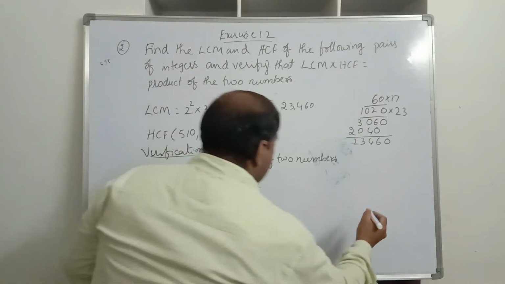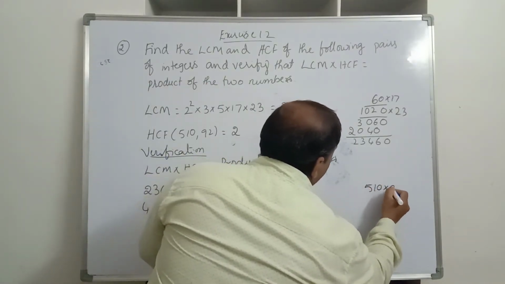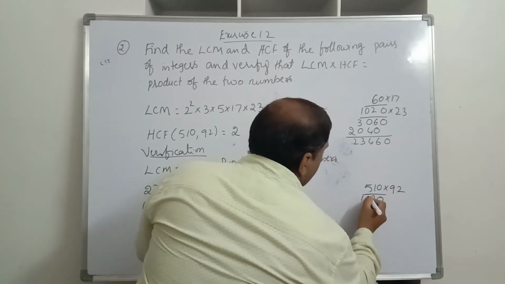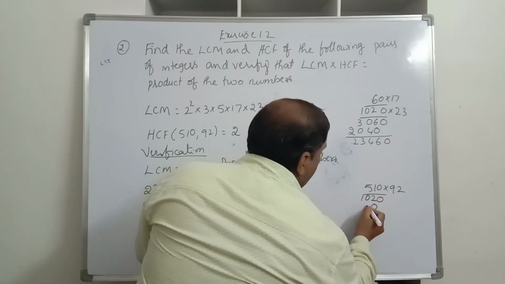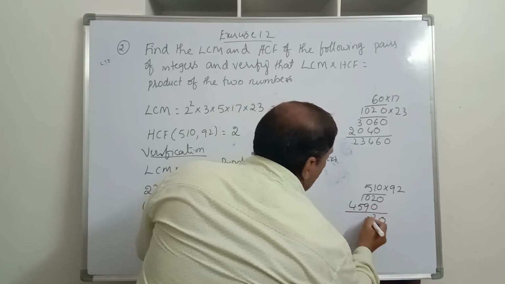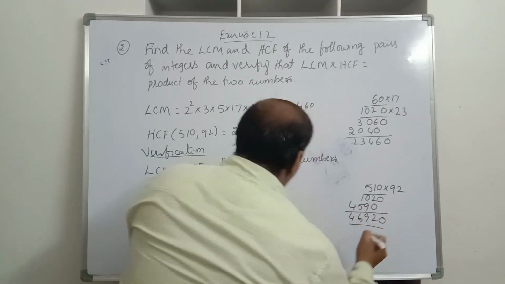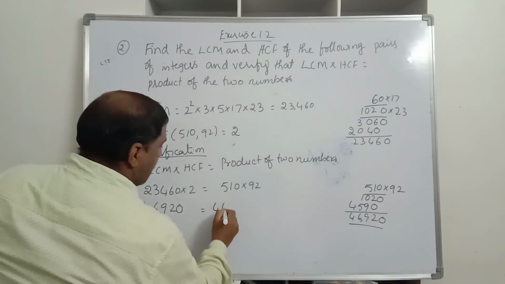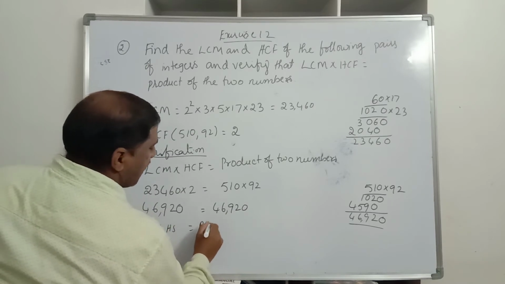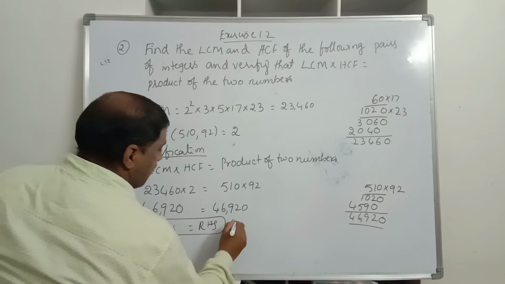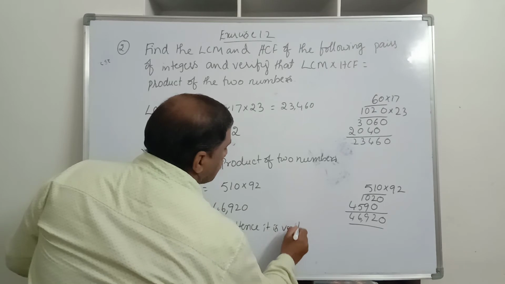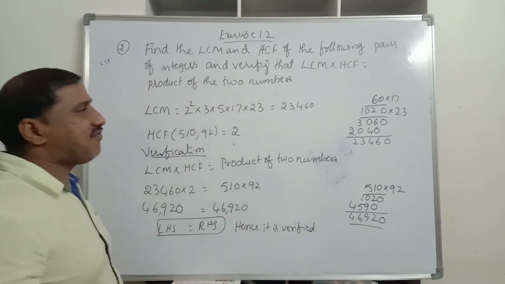Now multiply 510 with 92. 2 zeros are 0, 2 1s are 2, 2 5s are 10. 9 zeros are 0, 9 1s are 9, 9 5s are 45. That is equal to 0, 2, 9, 6, 4. So how much did we get? 46,920. So LHS is equal to RHS. Hence it is verified. So like this we will find the LCM and HCF of the given numbers.